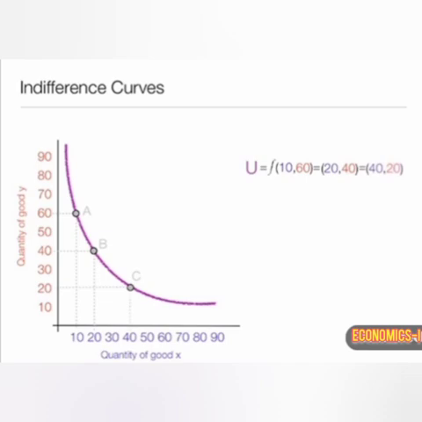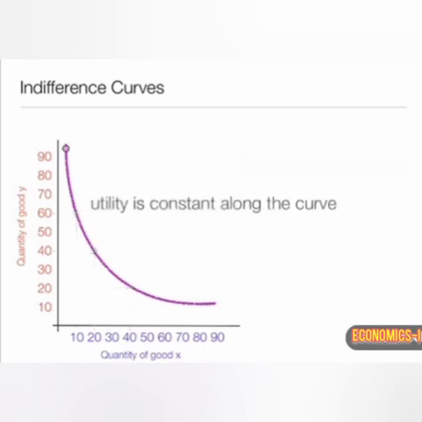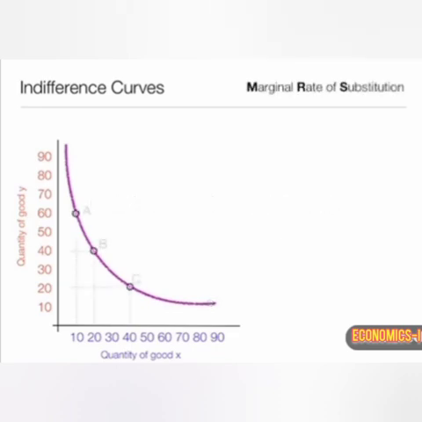As we know in this example, utility is constant along this consume and also utility is the same on one single indifference curve.